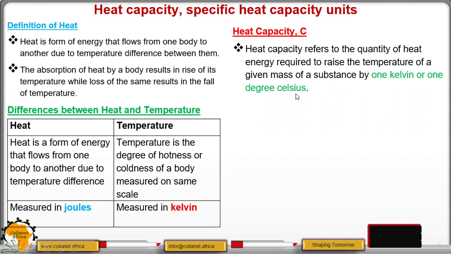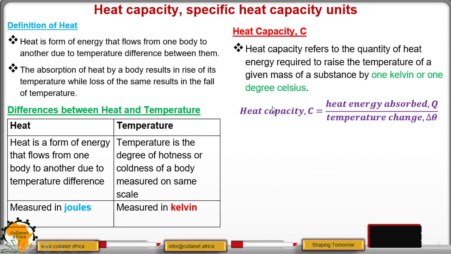What does that mean? You have a body that maybe has a mass of 20 kg and a temperature of 20 degrees Celsius. The amount of heat that you supply for the temperature to rise to 21 degrees Celsius is what we call the heat capacity of that particular body. So that energy that is required to raise the temperature of a given mass by just 1 degree Celsius is heat capacity.